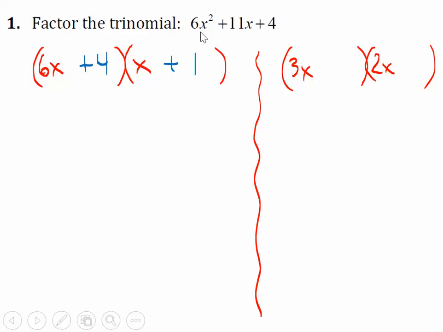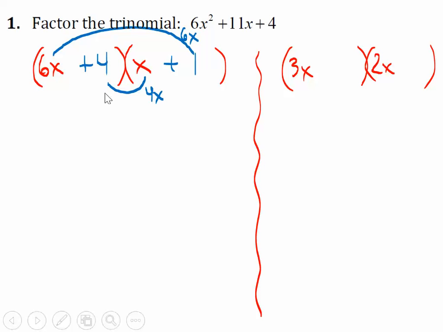You already know how you got the 6x squared. It's the 6x times x. You already know how you got the 4 times 1. It's this middle term you have to check. So it's really the outside term, 6x times 1 is 6x, and the inside term, which is 4x, and you're checking to make sure it adds to the 11x in the middle. And I don't think so, right? Yeah, 10x. That does not work.